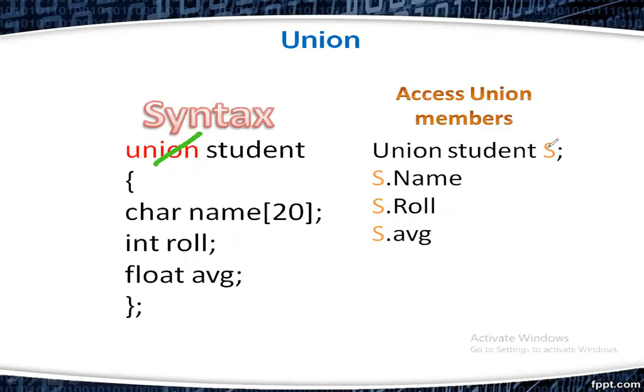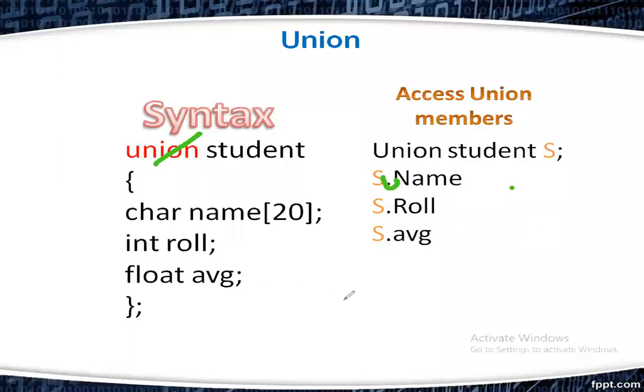How can we access them? By using the dot operator again. s dot name means s is a variable of the student union. With the help of the dot operator we can access the members of the student: s dot name, then s dot roll number, s dot average. All things are very similar. You cannot find any difference, but the keyword is different actually. So that is the mechanism.